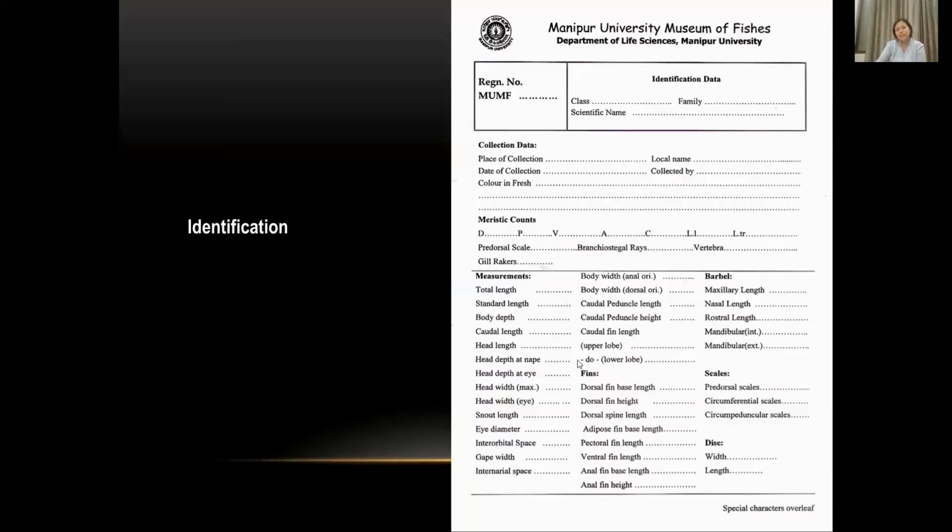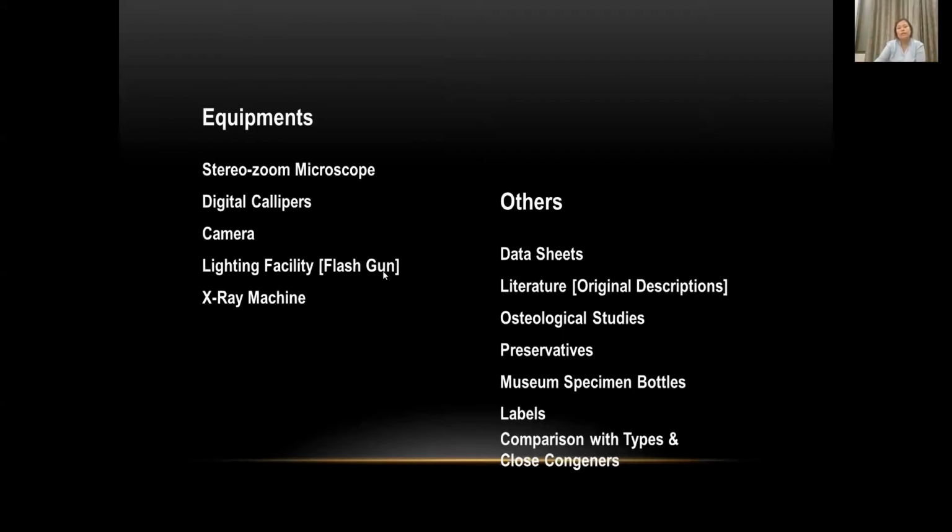And for identification, after collection, we need to identify the fish. Then we have to bring it to the lab. Then these are the things we should follow. This is the data sheet which we have in Manipur University for counting and measuring. Then these are the equipments which we require in the lab. Then, for describing a new species or even for identification, we have to browse the literature properly, then do osteological studies, then compare with types and close congeners.